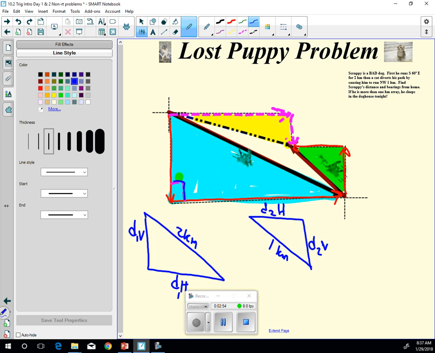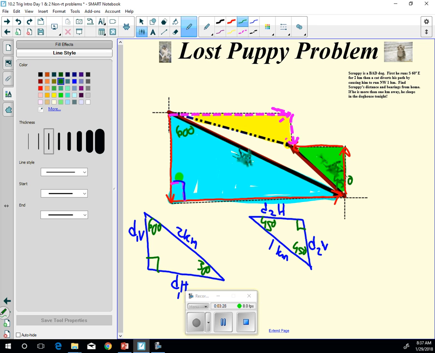Putting in the angles, you did know that this was 60. Then if this is 90, what would this one have to be? 30. Okay? And if this down here is 45 degrees, what will this other angle have to be? 45 degrees. Yep.